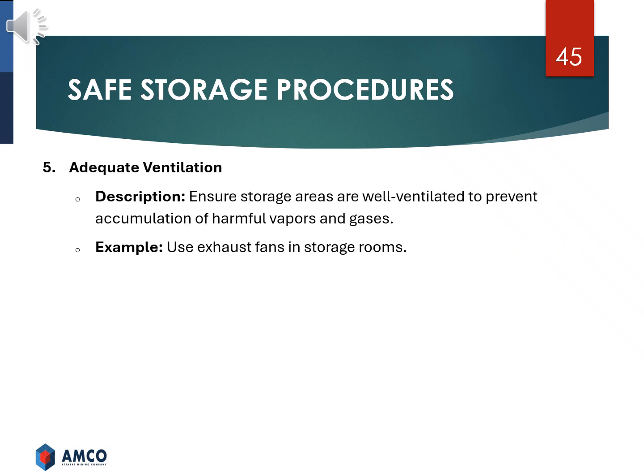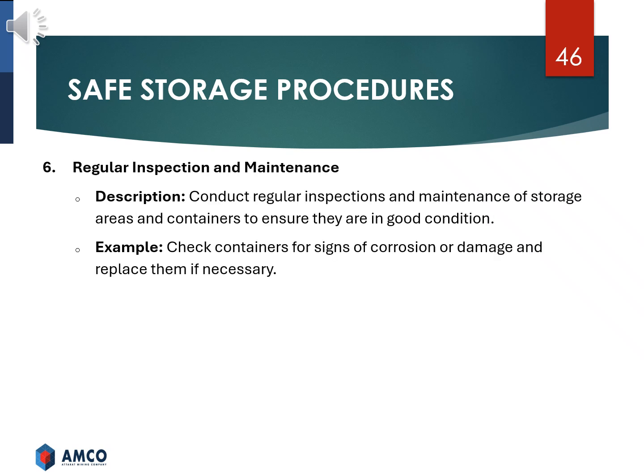5. Adequate ventilation. Description: ensure storage areas are well ventilated to prevent accumulation of harmful vapors and gases. Example: use exhaust fans in storage rooms. 6. Regular inspection and maintenance. Description: conduct regular inspections and maintenance of storage areas and containers to ensure they are in good condition. Example: check containers for signs of corrosion or damage and replace them if necessary.